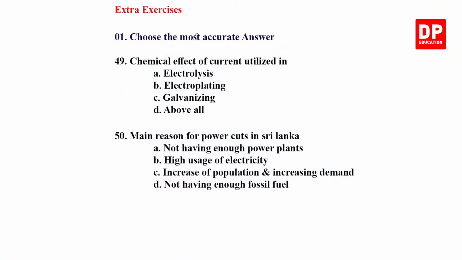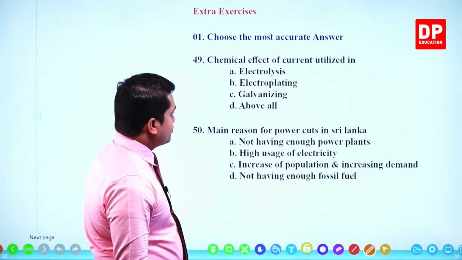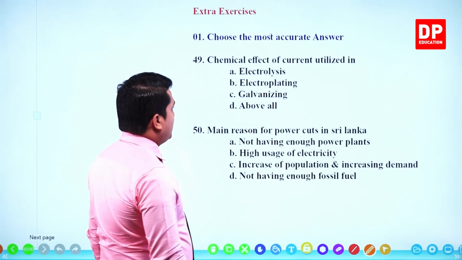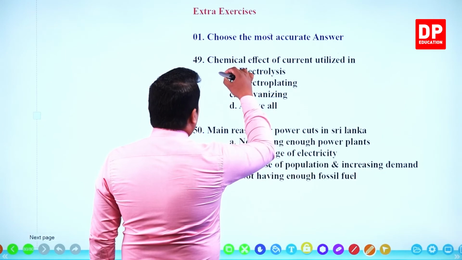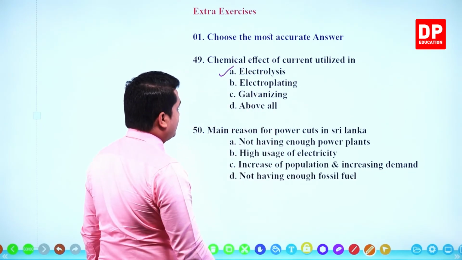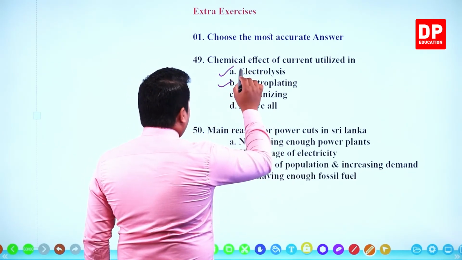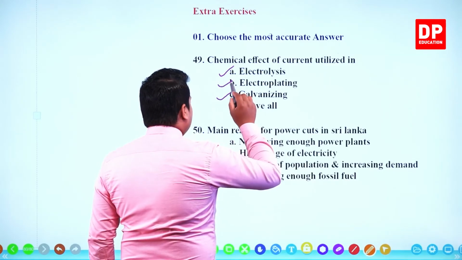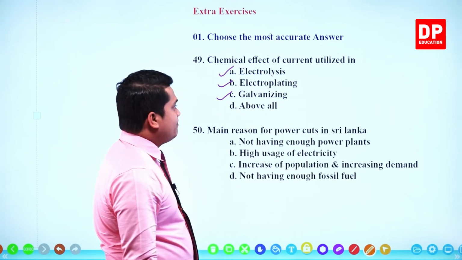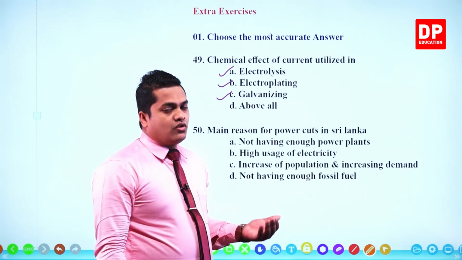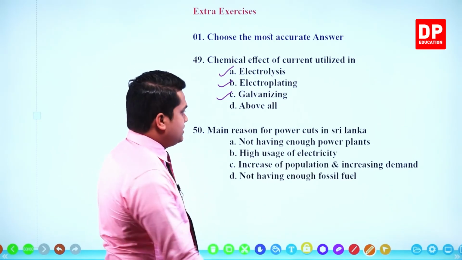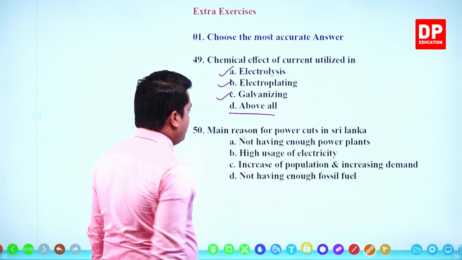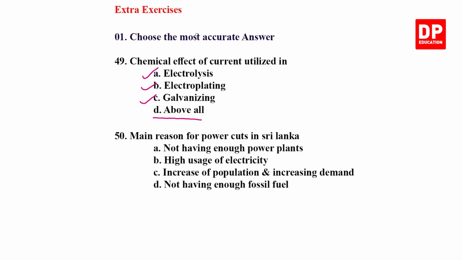Chemical effect of current is utilized in electrolysis, electroplating, galvanizing, above all. So electrolysis means the chemical effect given out by the electric current. Electroplating is a type of electrolysis. Galvanizing is an example of electroplating. So all of these things are correct. So our answer would be above all. Right, so the 50th question.